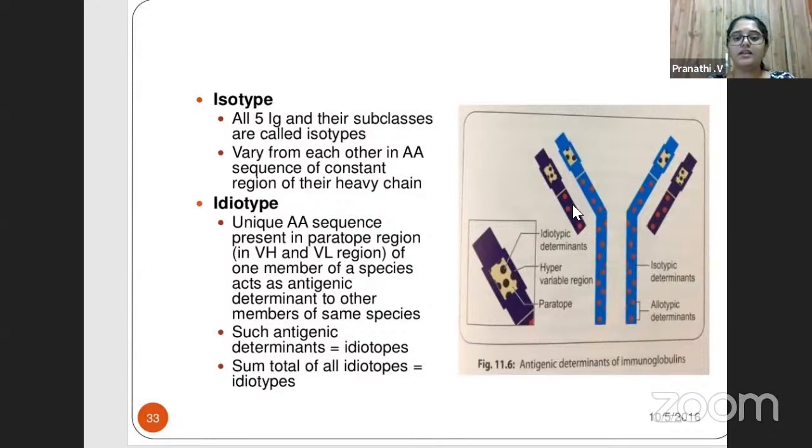Idiotype is wherein, in the variable heavy region and variable light region, there is an area where it can recognize the antigen. Such antigenic determinants are known as idiotopes, and when you see all of them together, they are known as the idiotype.